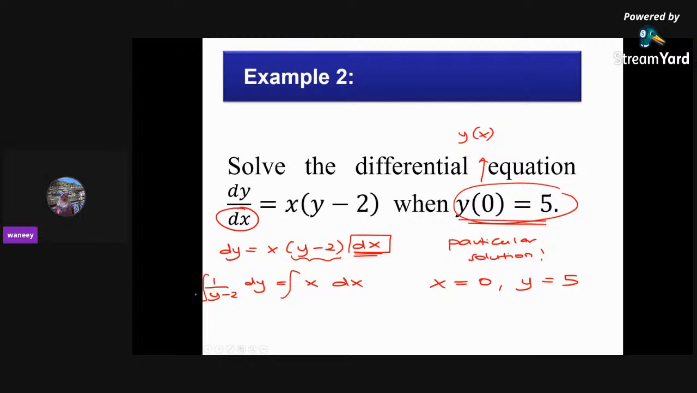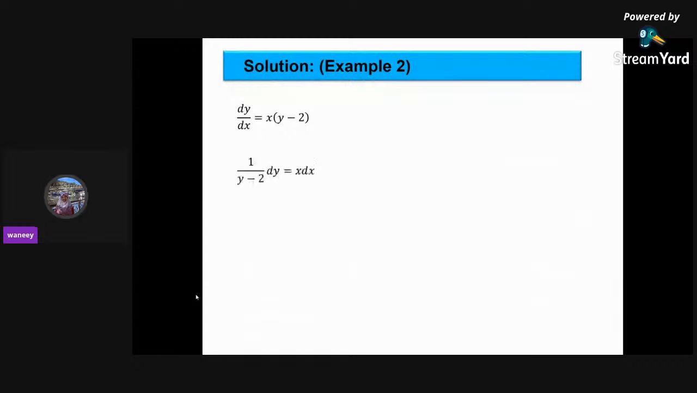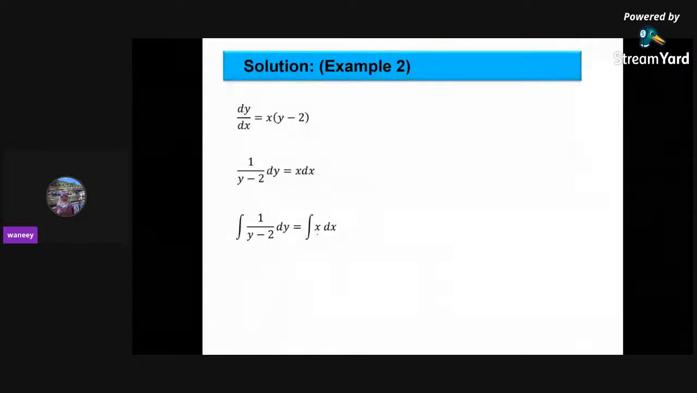Okay, so let me write them down very nicely and properly. 1 over y minus 2 dy is equal to x dx, integrate both sides. Now we have to think a little bit: how are we going to integrate 1 over y minus 2 dy, and how are we going to integrate x dx?